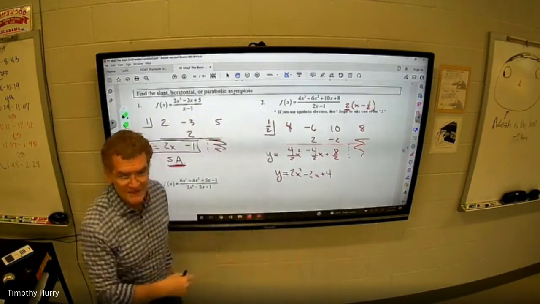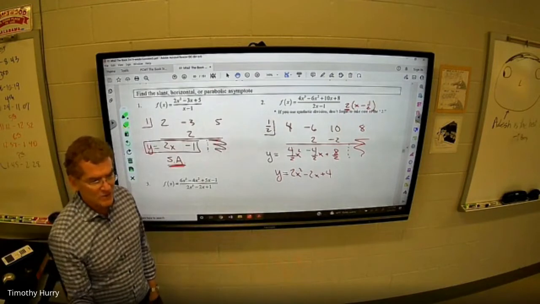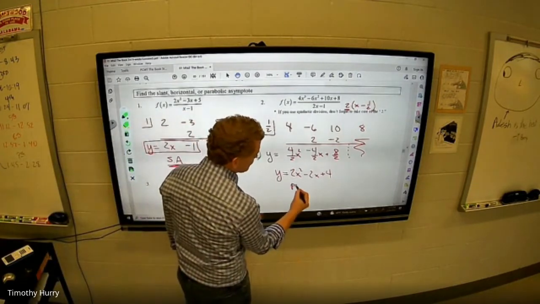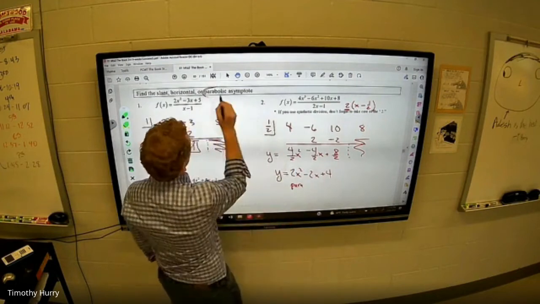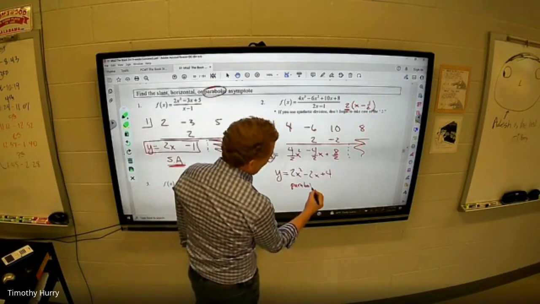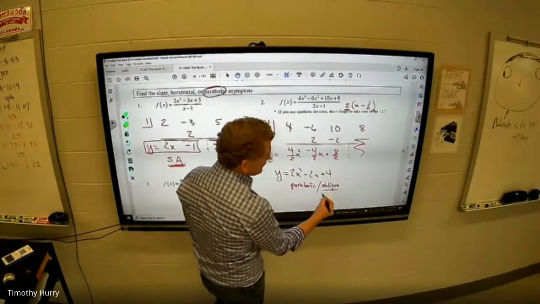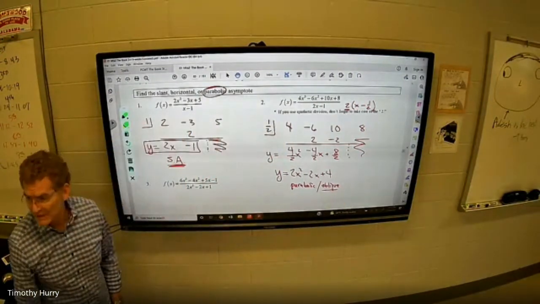So in this case, that's certainly not a line, right? So it's not slanted or horizontal. You could call it a parabolic. What do I call it here? Yeah, parabolic asymptote. I wouldn't care if you called it oblique, because a lot of people do call anything that's not linear oblique. But whatever.